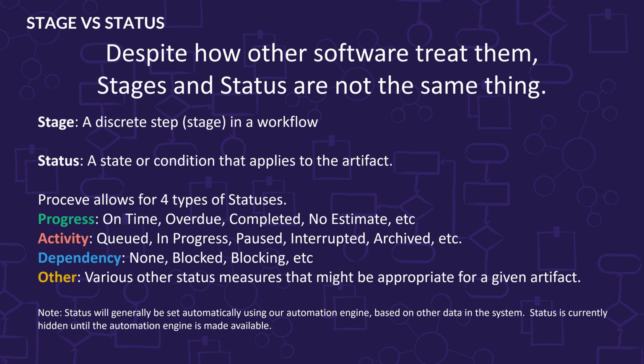So stages are just those steps within a workflow, whereas status is a state or a condition that applies to the artifact. And something can be in one stage and potentially have over time many different statuses, even while it's in the same stage.